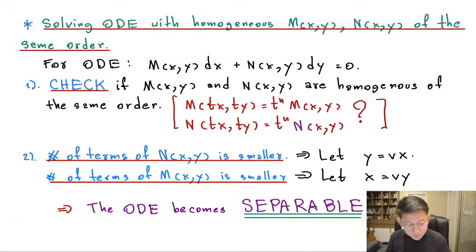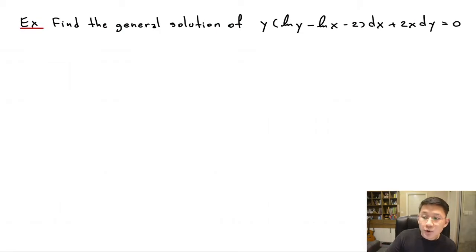If m is smaller, you let x be vy. I know it's a little bit confusing, but if you look at the questions, it will become much clearer. Okay, so let's look at the problem. Here, find the general solution of this problem.